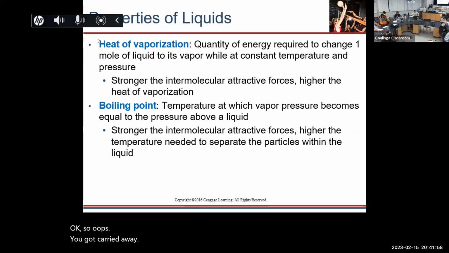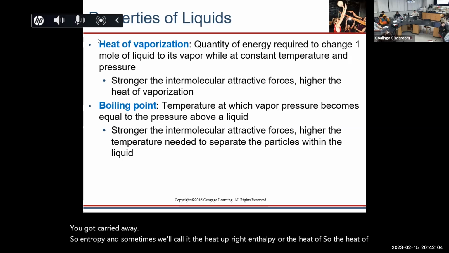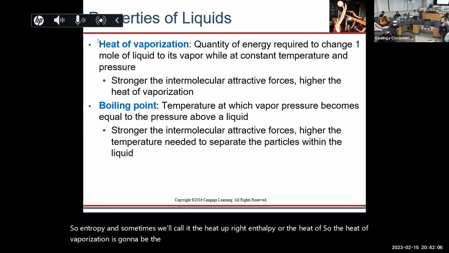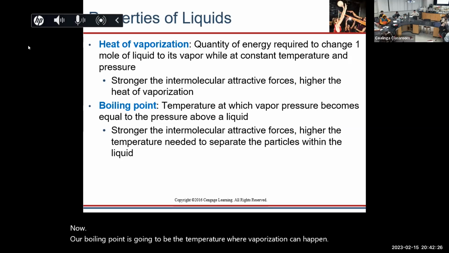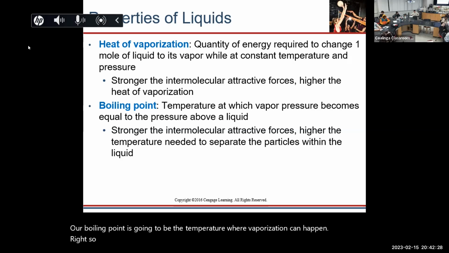So enthalpy, and sometimes we'll call it the heat of. Enthalpy or the heat of. So the heat of vaporization is going to be the enthalpy of vaporization. So it's that amount of energy that it takes to change 1 mole of a liquid into vapor at a constant temperature. Okay. Now, our boiling point is going to be the temperature where vaporization can happen. So that's going to be our boiling point.